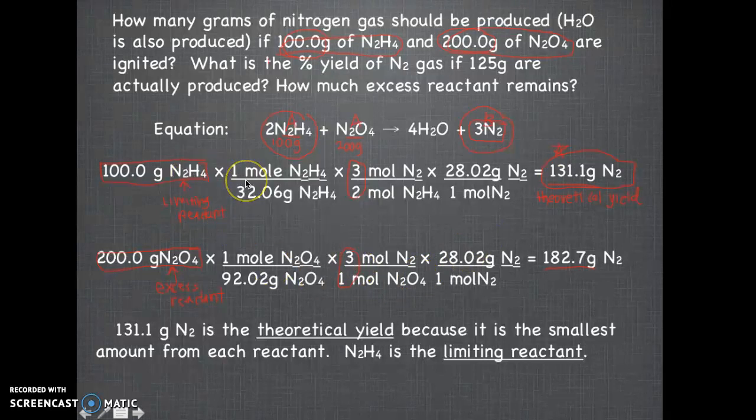You'll also be asked to identify what was limiting the reactant or limiting the reaction. So whichever reactant gave you that small number, that's going to be your limiting reactant. And then the other reactant that was used, the N2O4, that's going to be what you have too much of. So the N2O4 became our excess reactant right here.